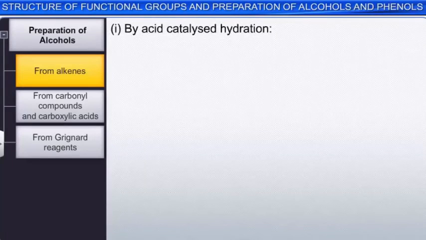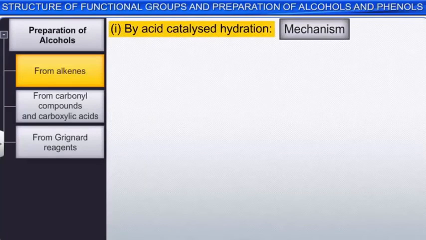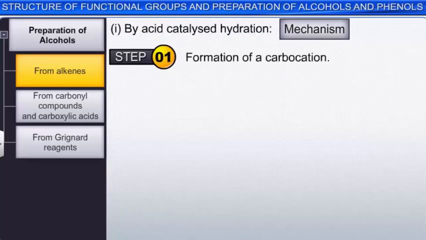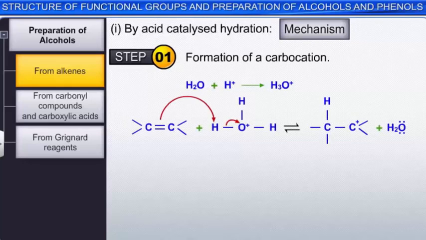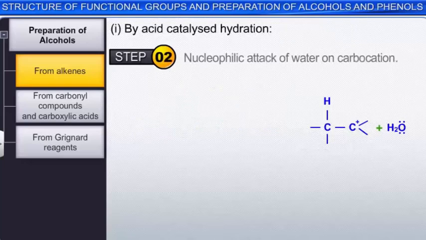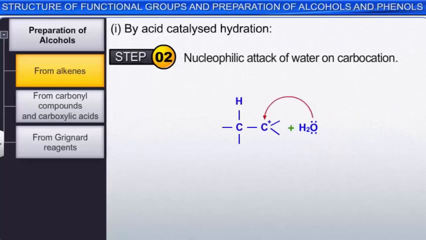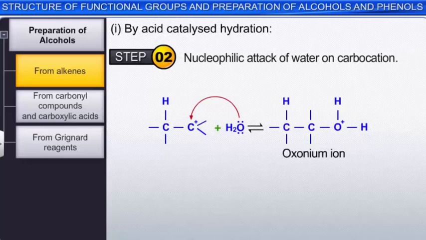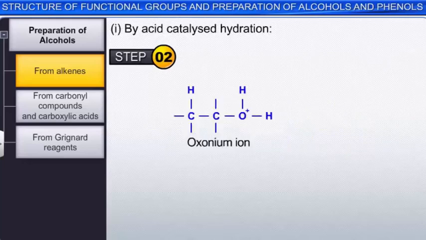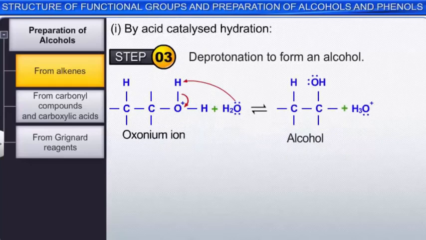It's important that you understand the mechanism of acid-catalyzed hydration of alkenes. We'll go through each step in detail. Step 1 involves the formation of a carbocation. The carbon-carbon double bond becomes protonated to form a stable carbocation. Then, water, acting as a nucleophile, attacks the carbocation to form an oxonium ion. Finally, the oxonium ion loses a proton to water, acting as a base, to form the alcohol.